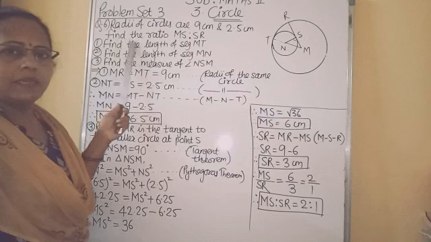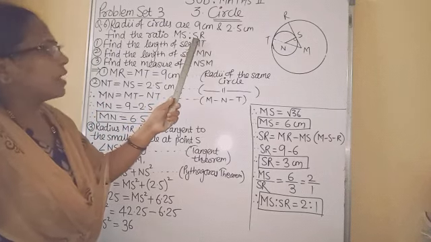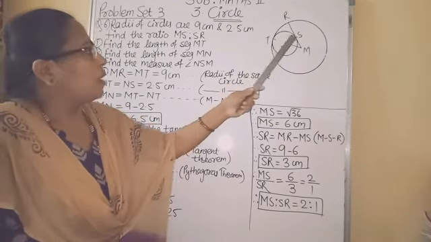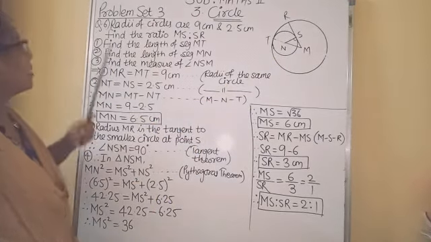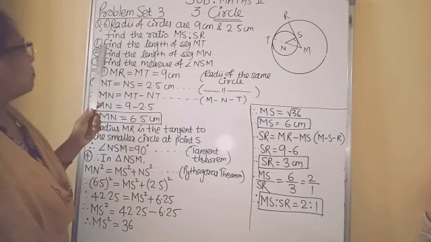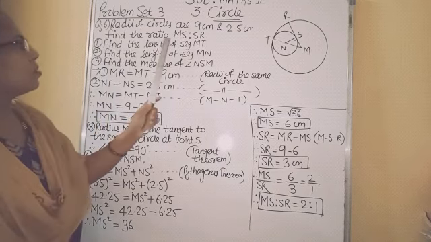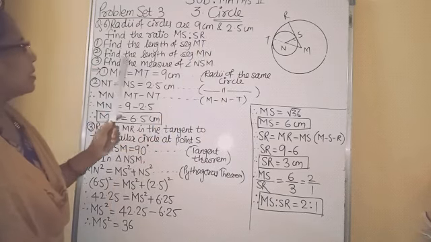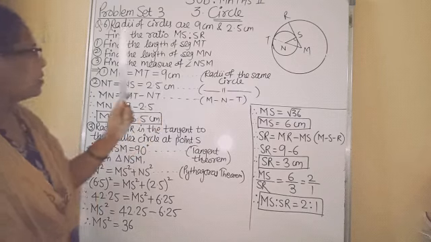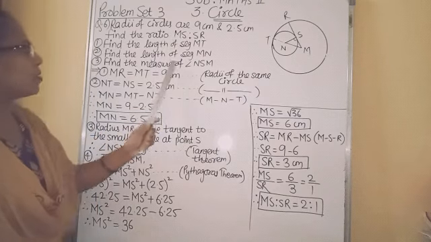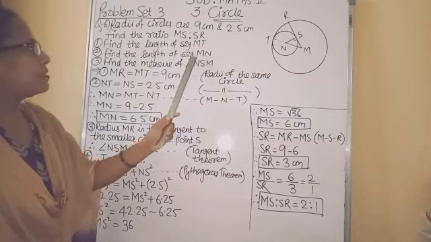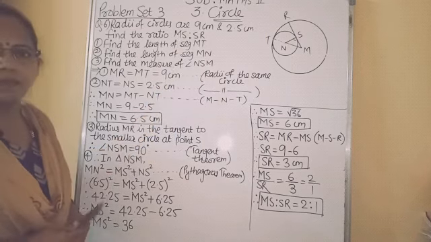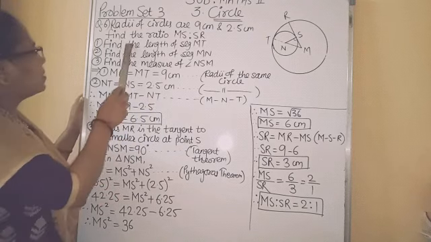So we have to find the ratio MS is to SR. To find out this ratio, here they told that follow these steps. First step is find the length of segment MT. Second step is find the length of segment MN. And third step is find the measure of angle NSM. By these steps, if you solve the example, you will get this answer, MS is to SR. Okay, so let us start with the first step.